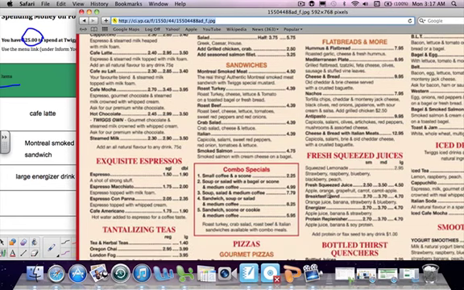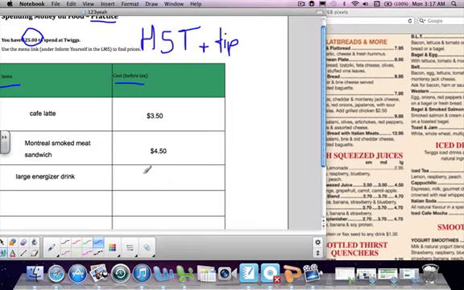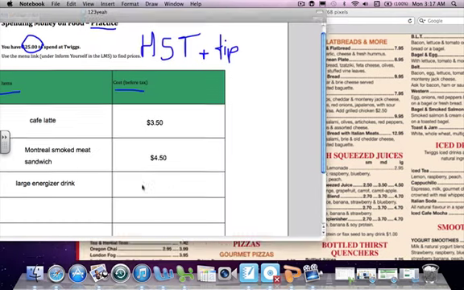Now, when you're doing this, you get to pick your items. You want to keep them below $19 for the reason that you still need to add the taxes. So the Energizer drink's going to be $4.70, and I will add that right here.